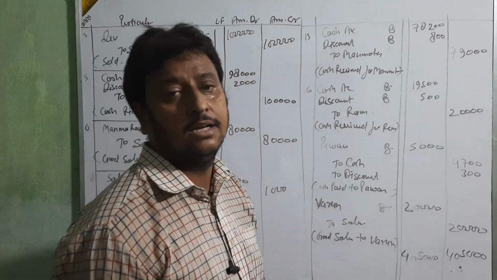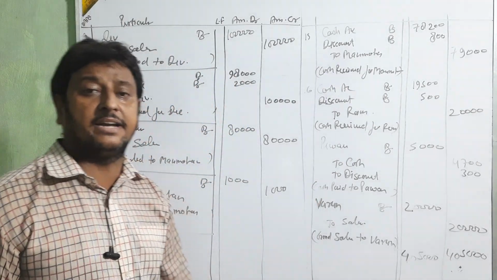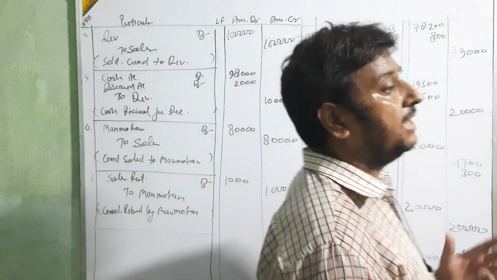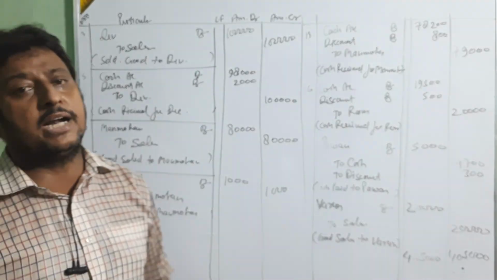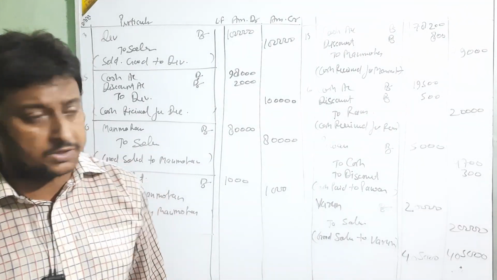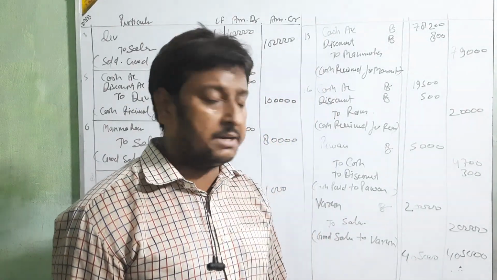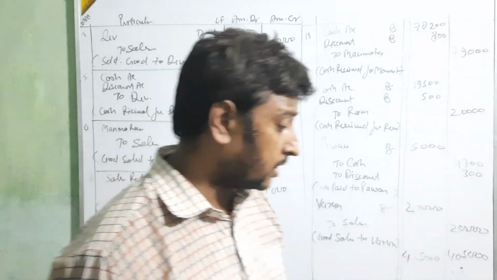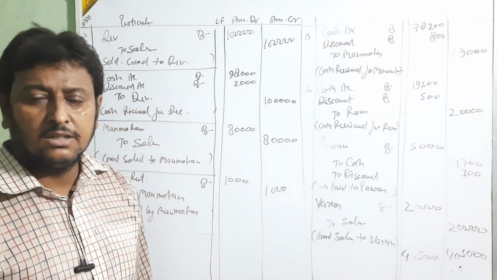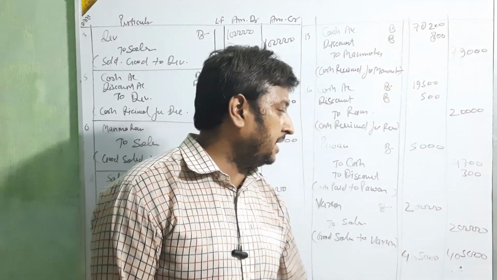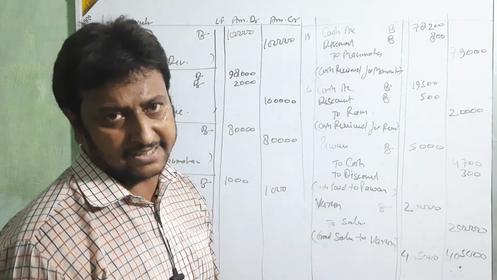Next and last, Varun to sales, because here only trade discount is given, and when trade discount is given, we are not going to show it; only the amount of the trade discount will be less from the transaction amount. So 25,000 is the main amount, less that amount, clear? And the remaining amount is 20,000. Okay, clear?